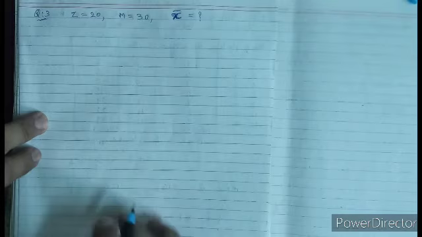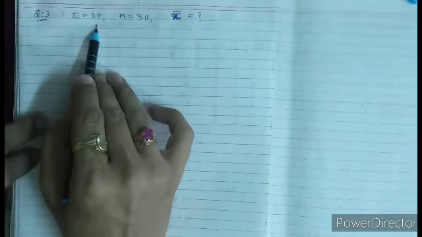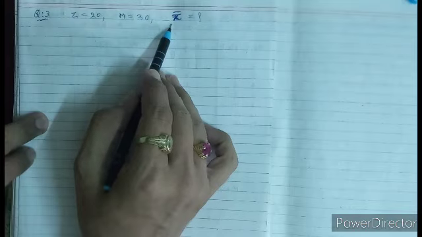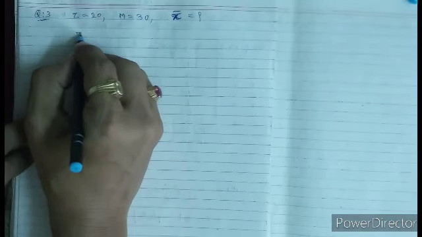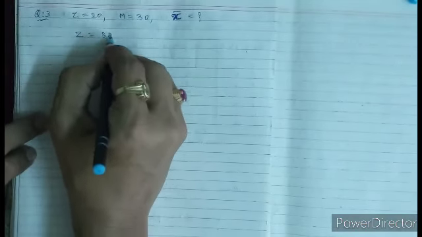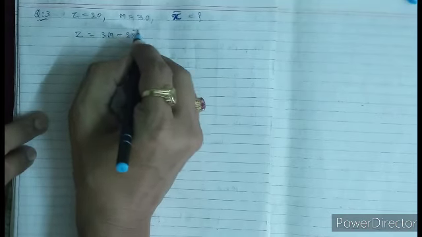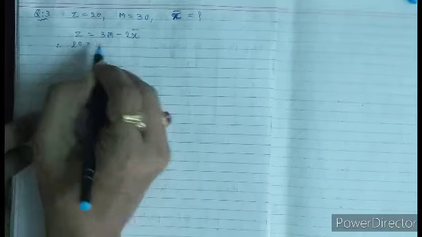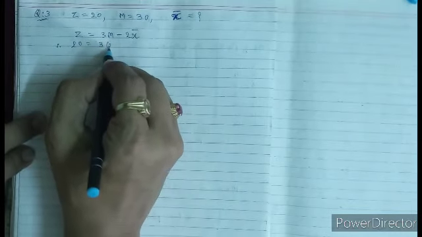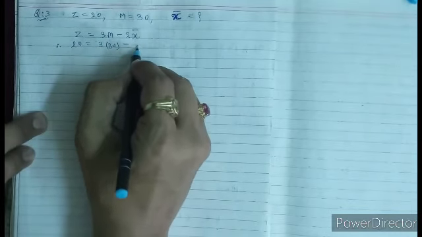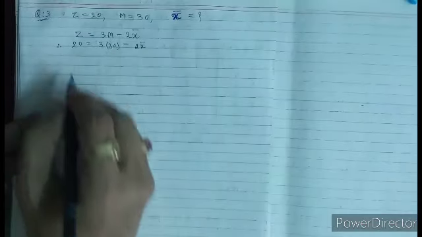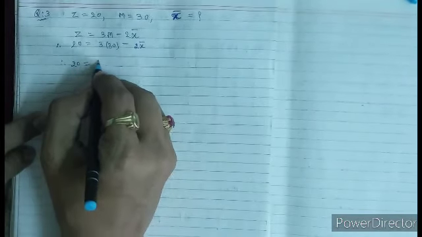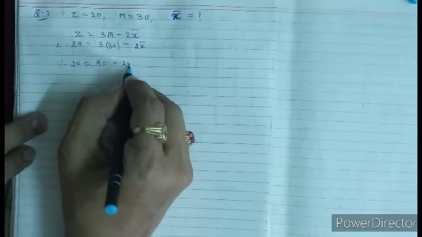The next question is, in a given data z equals 20, m equals 30, and we have to find x bar. Again we will take the formula z equals 3m minus 2x bar. Let us apply the values. z is 20 equals 3 into m is 30 minus 2 into x bar. So 20 equals 3 into 30 is 90 minus 2x bar.